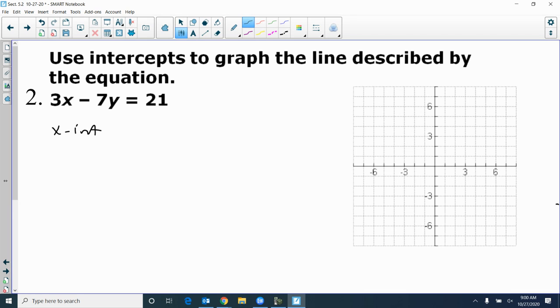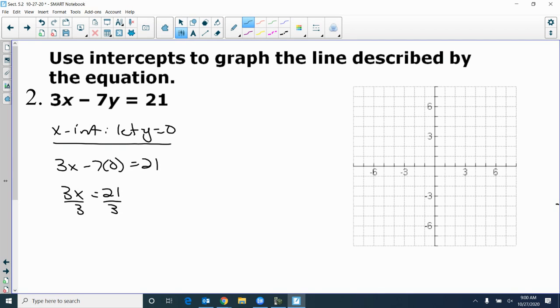So for the x-intercept, let y equal 0. And so you get 3x minus 7 times 0 equals 21. All right, 7 times 0 wipes it out. Like you said, 3x equals 21. Divide by 3, divide by 3, x equals 7. And that's the point (7, 0). So make sure, because sometimes you flip it and put (0, 7) and everything's going to be wrong. So (7, 0).